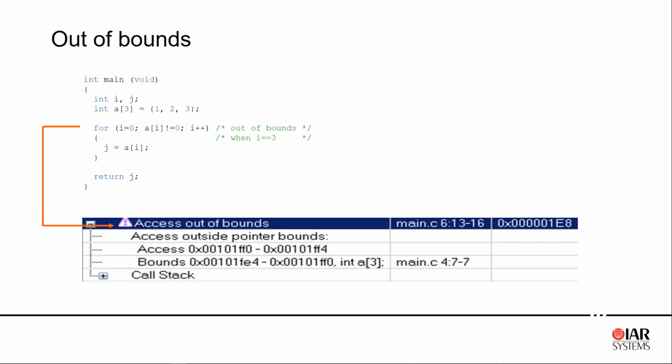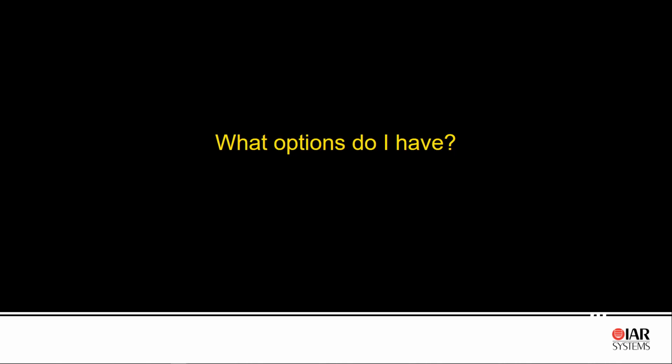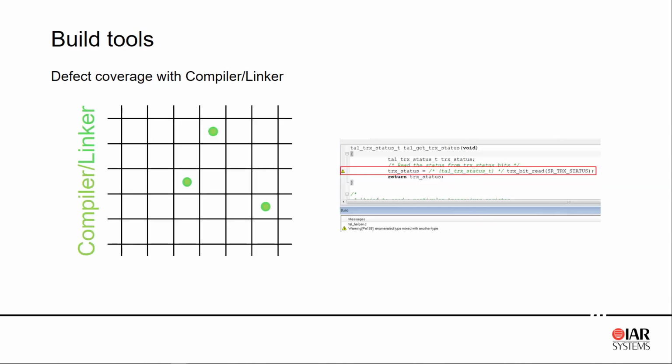And we talked about the out of bounds access, where you accidentally compute an index that's beyond the end of an array or a pointer. So this can corrupt the global address space and lead to wild pointers, or perhaps the code going off into the weeds. So this is another big source of issues that developers typically run into. So what options do you have to detect these kinds of things? Well, if you look at the build tools, the compiler and linker can sometimes give you some contextual clues that there's something amiss.